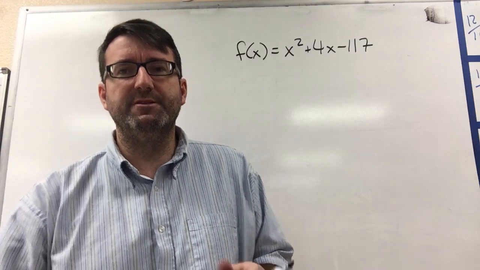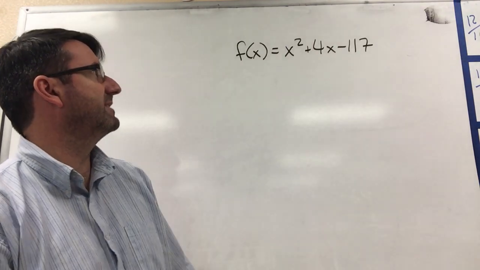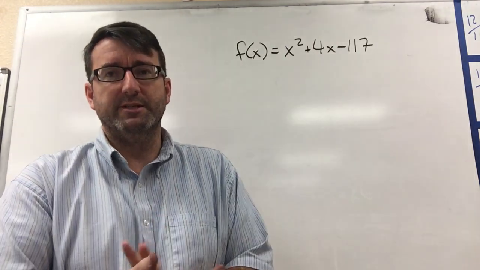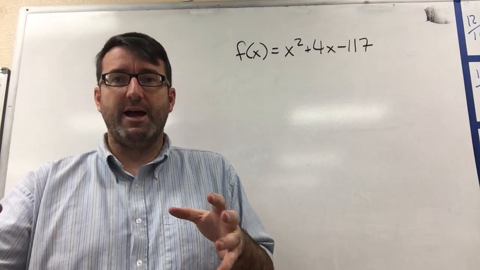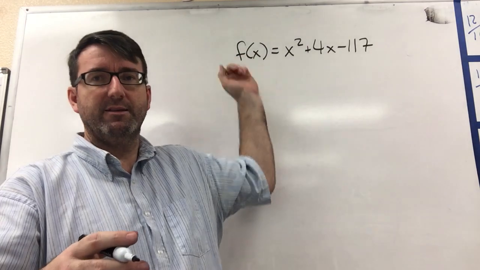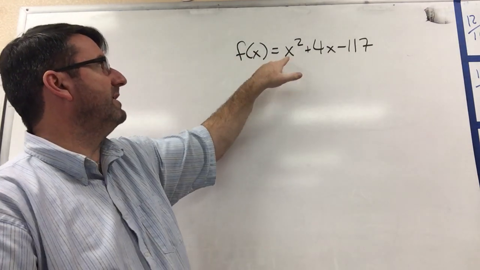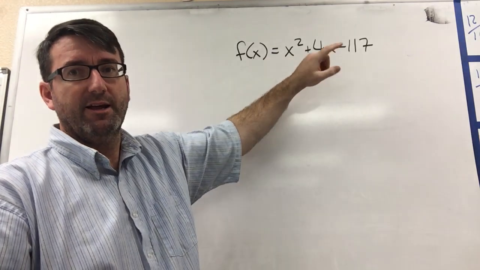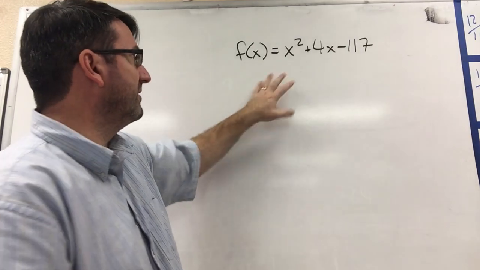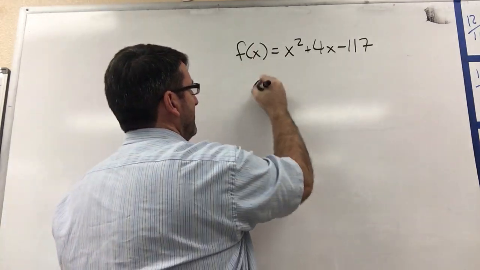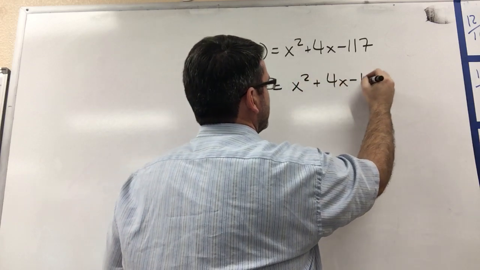All right, number 3 says find the zeros of this function, f of x equals x squared plus 4x minus 117. So the zeros of a function are the values of x that make the function equal to 0. In other words, what numbers can I plug in for x that is going to make f of x equal to 0? So to find that, let's set f of x equal to 0. So 0 is equal to x squared plus 4x minus 117.